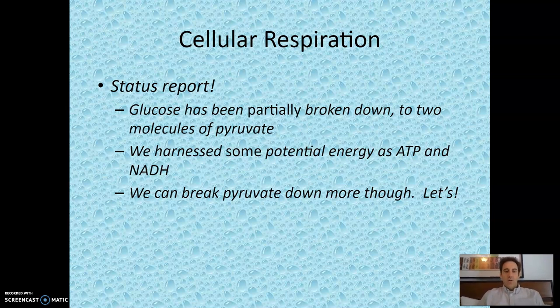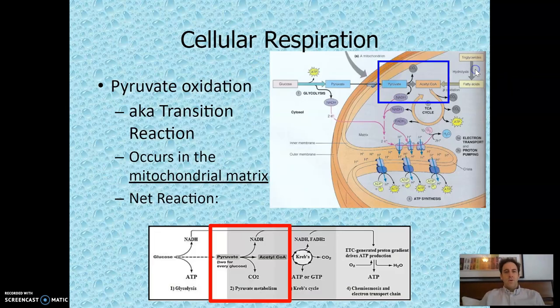But now we can continue to break pyruvate down even more, because remember, in cellular respiration we break glucose down to carbon dioxide. So we're not quite to carbon dioxide yet. Let us continue our journey and continue to break down pyruvate. The next step in cellular respiration is pyruvate oxidation. Sometimes this is also called the transition reaction. And this occurs in the mitochondrial matrix.